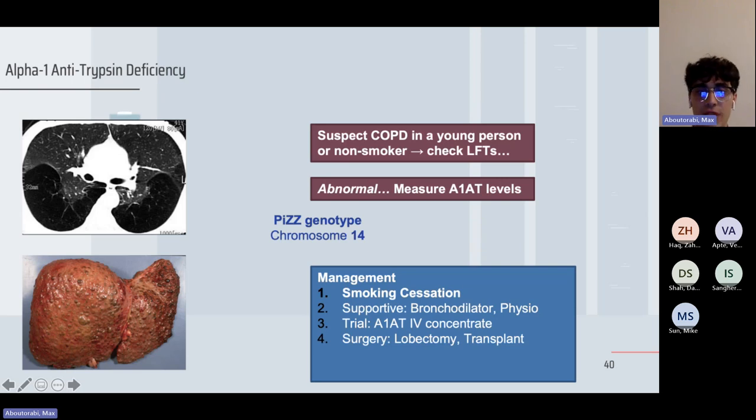COPD-like sounds on auscultation. So if you ever see a young person presenting with COPD, it tends to be something that presents in older people. So consider things like alpha-1 antitrypsin deficiency. And I think a common AKT question you would get is a patient presenting with both COPD symptoms and liver symptoms at the same time. Your main differential would want to be alpha-1 antitrypsin. To diagnose, you'd want to measure alpha-1 antitrypsin levels.